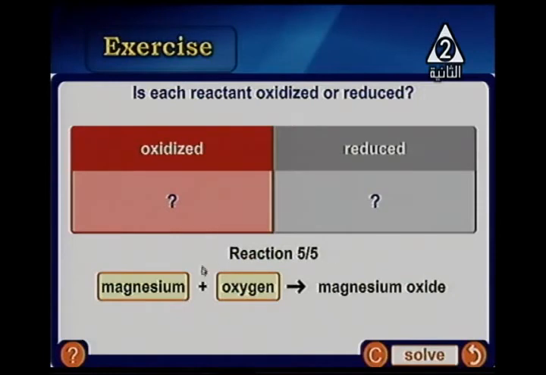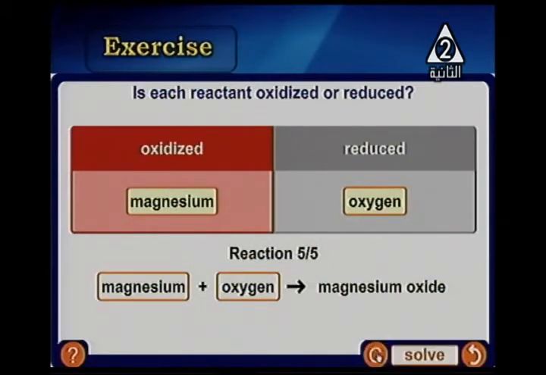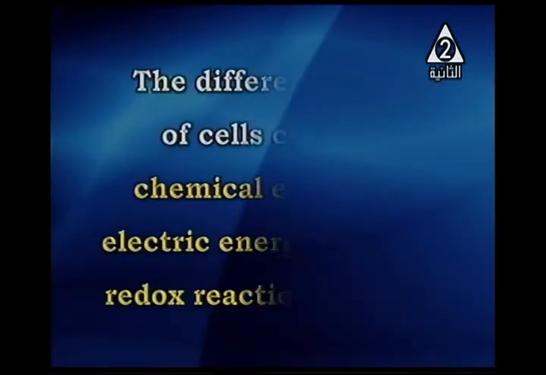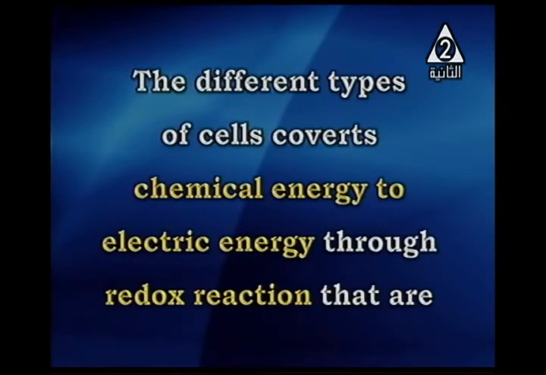The last one here, we have magnesium and the oxygen. It's very easy. We have the magnesium oxide. Magnesium is oxidized and the oxygen is reduced. So the correction here is right. Well done.